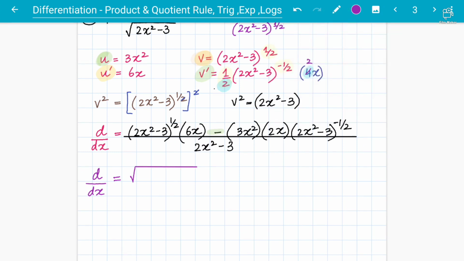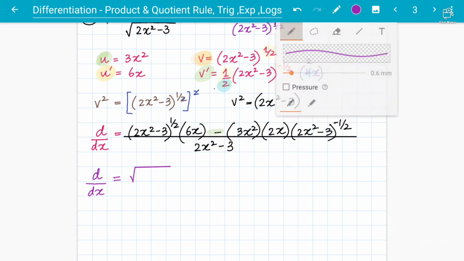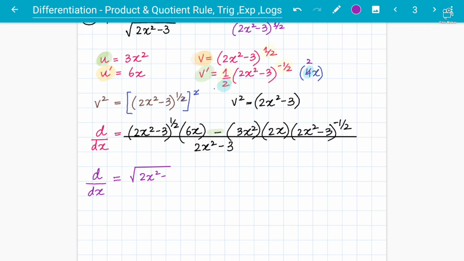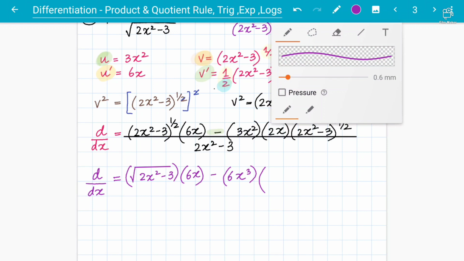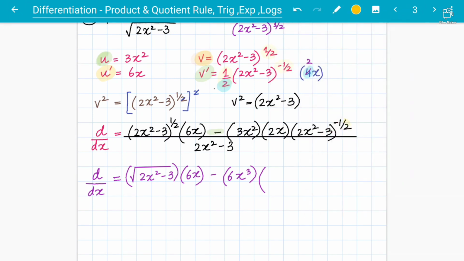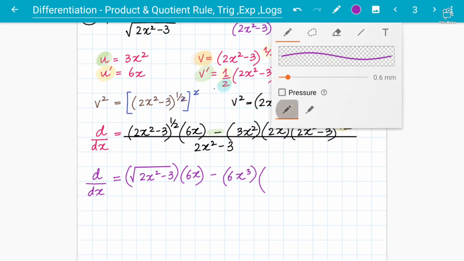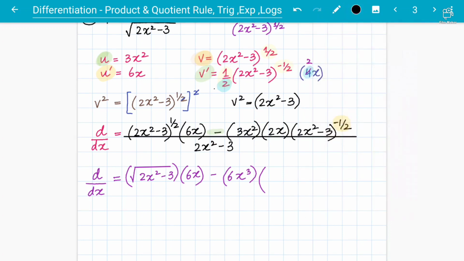It's going to be (2x² − 3) into the 6x. So here we go, (2x² − 3) in one bracket, multiplied by the 6x. Minus 3x² into 2x, so it will be minus 6x³ as well. Let's multiply in one bracket, and this one we need to understand, that this is power negative half. Everyone needs to follow this carefully. For the minus half power, I have to remember the indices rule, that it will be 1 upon, it can be written in this way.